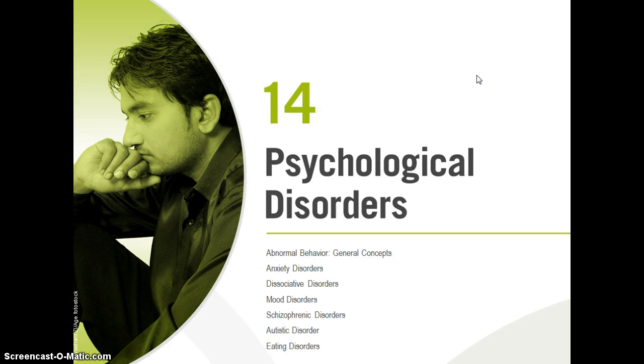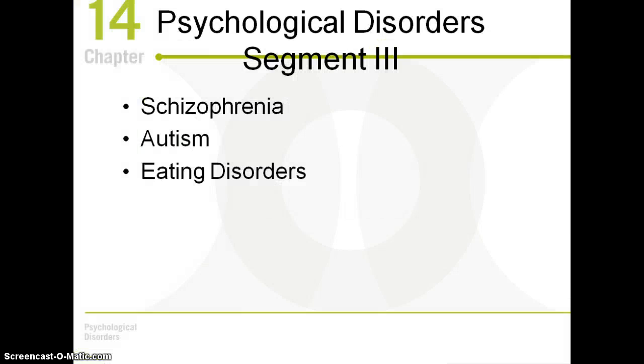This module is about psychological disorders. The chapter includes information about general concepts of abnormal behavior, anxiety disorders, dissociative disorders, mood disorders, schizophrenic disorders, autistic disorder, and eating disorders. Segment 3 includes information about schizophrenia, autism, and eating disorders.